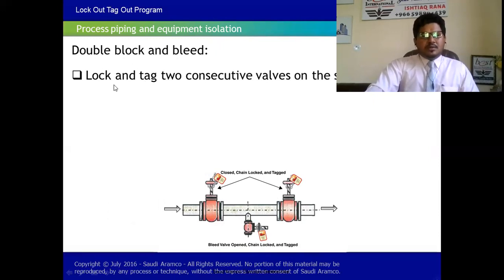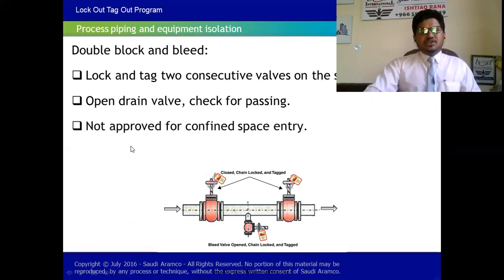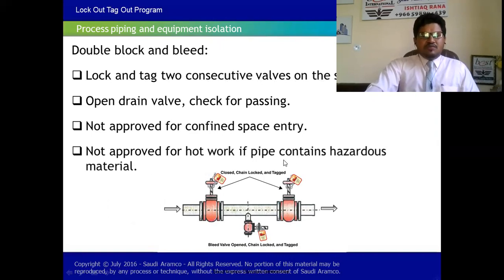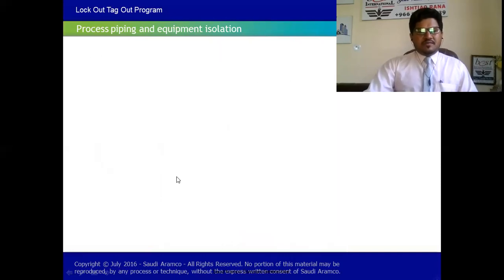Double block and bleed can be used only on 2 consecutive valves, only on the same line. So maybe he can give fill in the blanks or remove any word and start asking you with multiple options. Now, open drain valve, check for passing, not approved. But remember, this double block and bleed or single block valve, both methods are not acceptable for confined space isolation. Okay, even for any pipe containing hazardous material, that's not approved for hot work even.